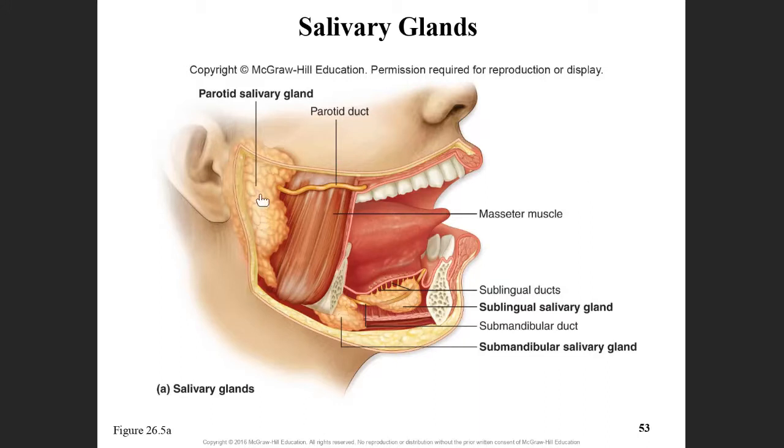This is the parotid salivary gland. It's located anterior and inferior to our ear, and this is the biggest salivary gland, but it cannot make a large amount of saliva. After that, you can see the submandibular salivary gland, which is located beneath the mandible, and the sublingual salivary gland, which is located beneath our tongue. The parotid salivary gland, I told you, is the largest, and about 25 to 30% of the saliva is produced by this gland.